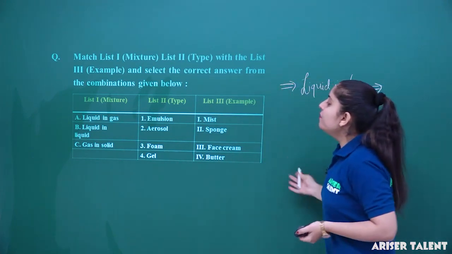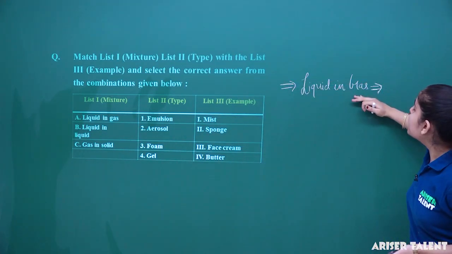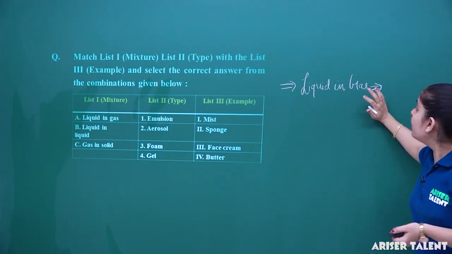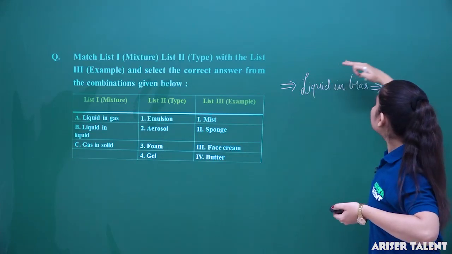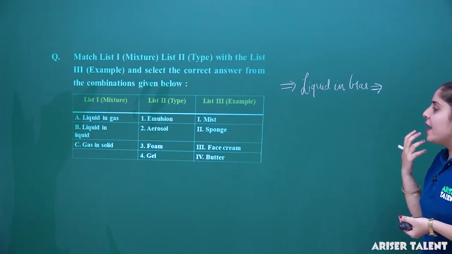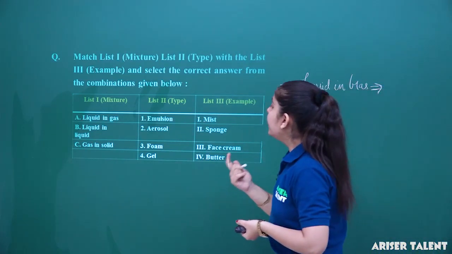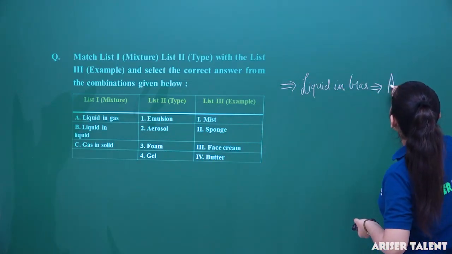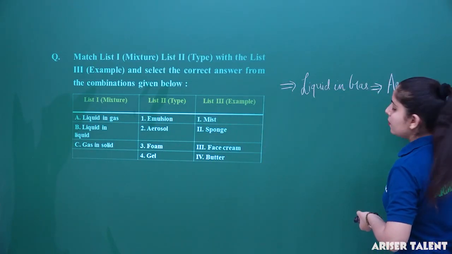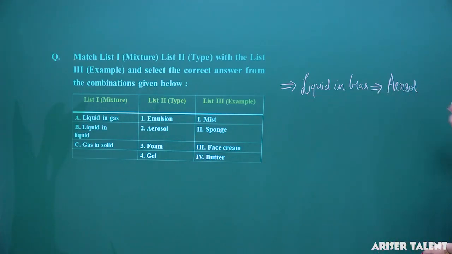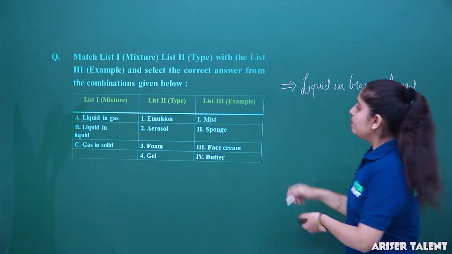If there is a liquid in gas, it means one particle will be the solute and the other will be the solvent. The solute is dissolved in the solvent. If a liquid is dissolved in any gas, we can call it an aerosol. So liquid and gas will be called an aerosol.